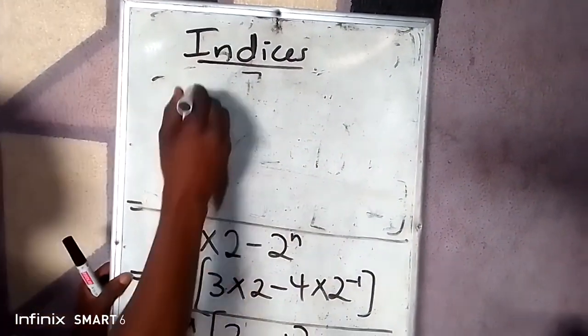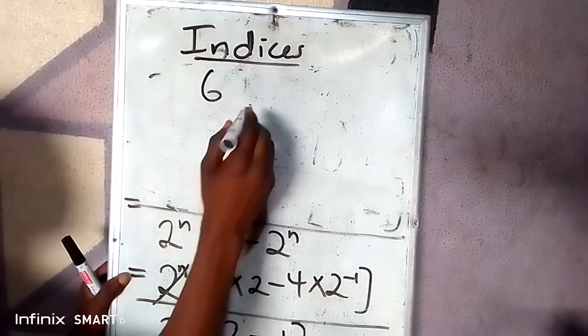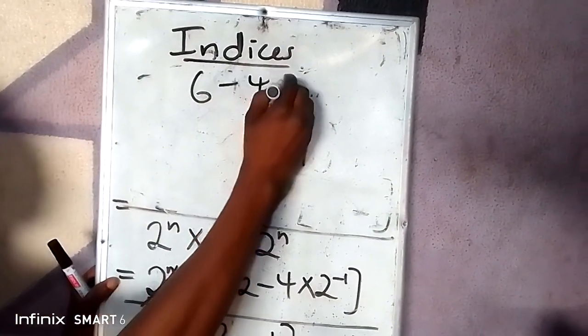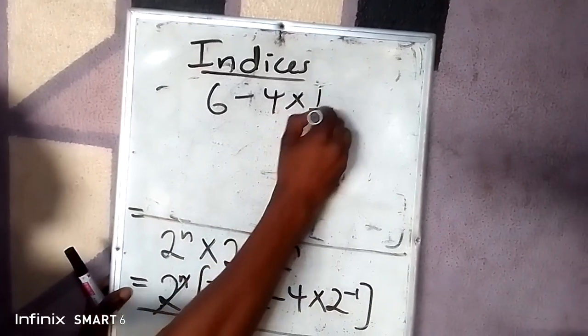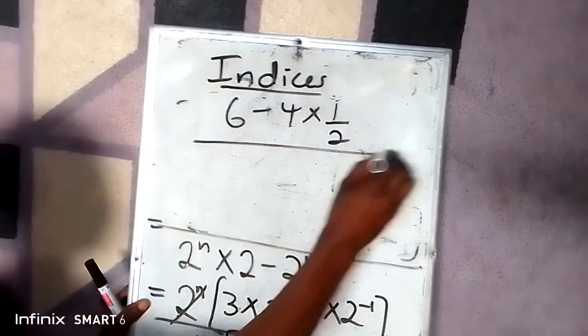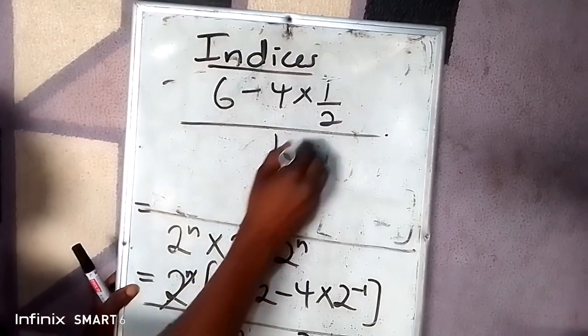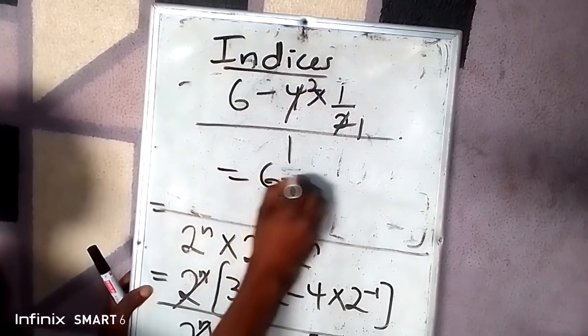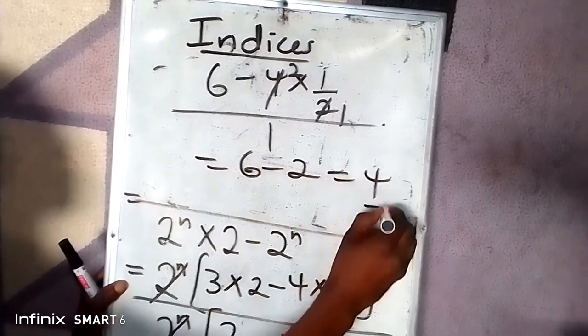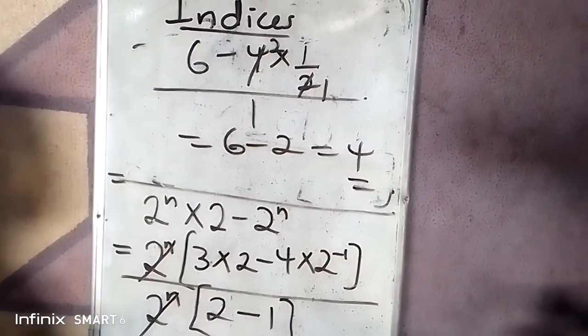That means 3 times 2, 6, minus 4 times 2 raised to power minus 1, that is 1, all over 2 minus 1, that is 1. 2 here 1, 2 here 2. That is 6 minus 2. The answer is 4. So that is 4.